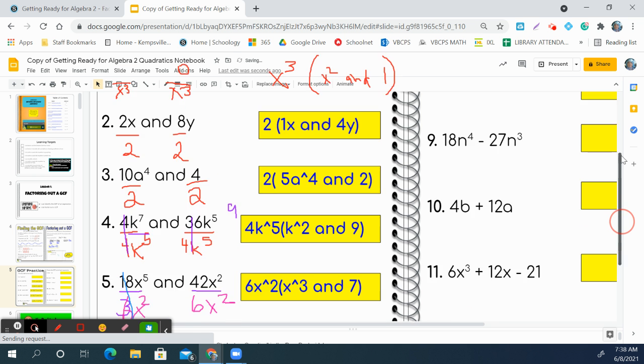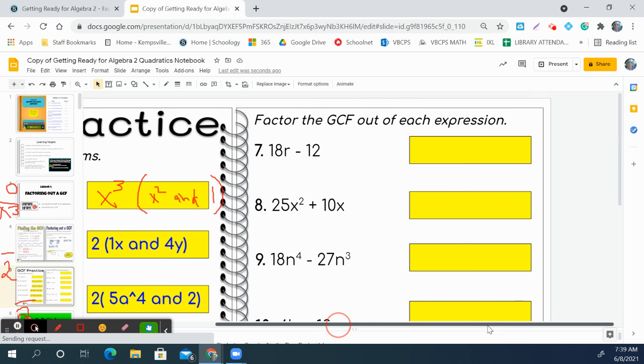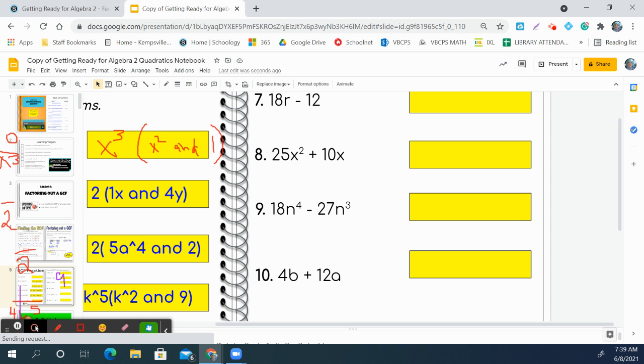Try the right side on your own while I take attendance. Let's see what you got.